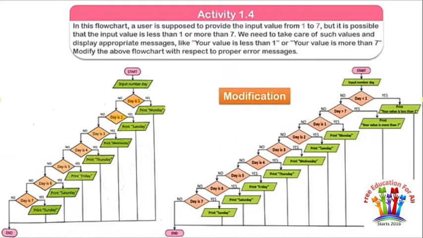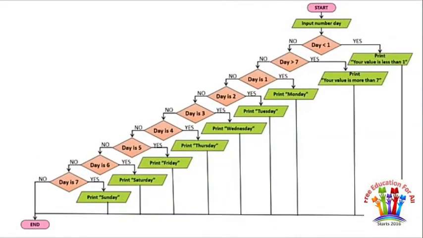Now I will modify that algorithm. Here I have made a circle, and now you have to check if the student enters a value less than 1, meaning below 1, the computer should present the message that your value is less than 1.